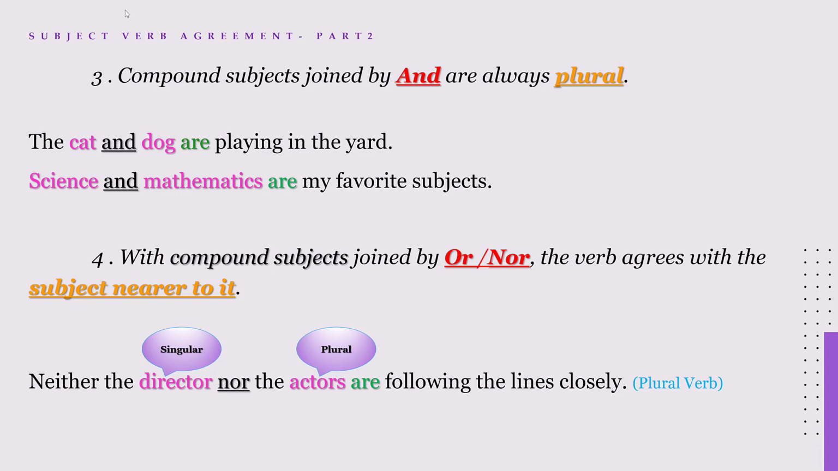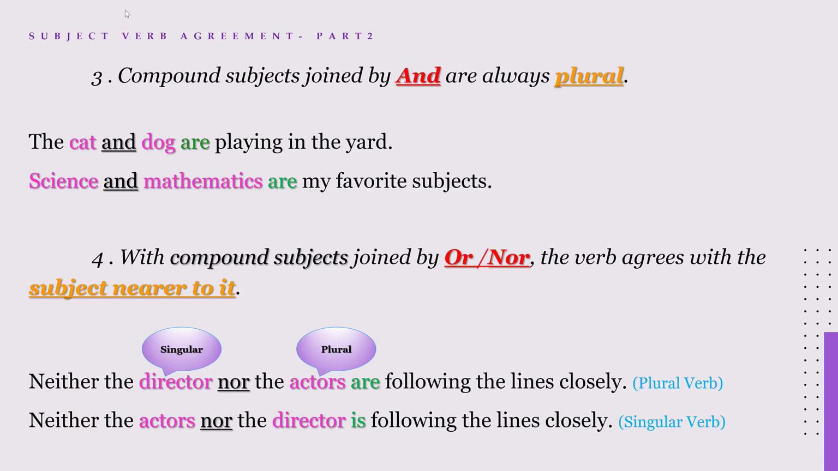If I change the place of the subjects, according to this rule, the verb should agree with the nearer subject. So, in this example, the nearer subject is director, which is singular. Therefore, the verb is singular.